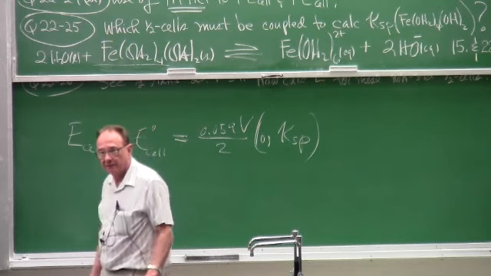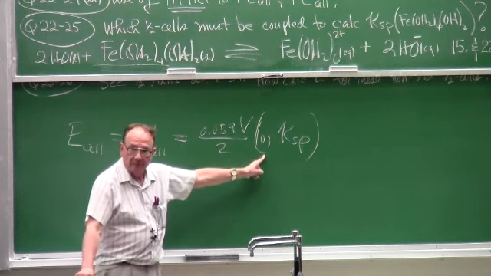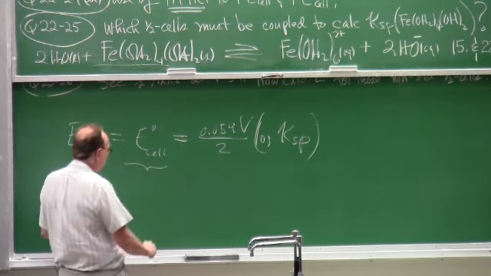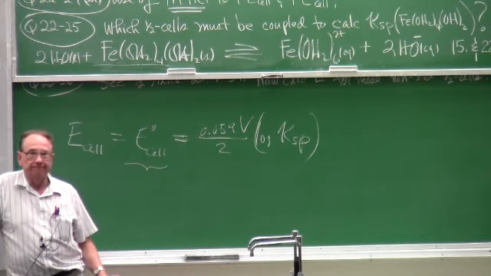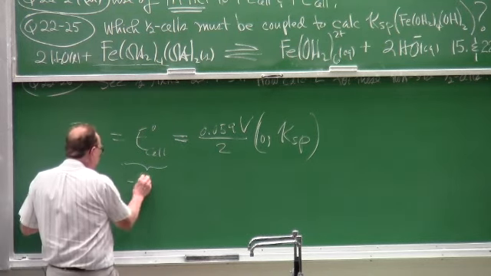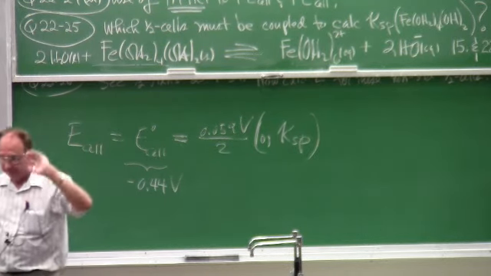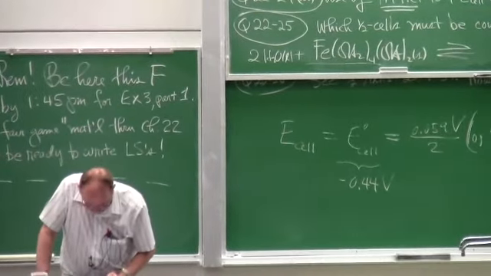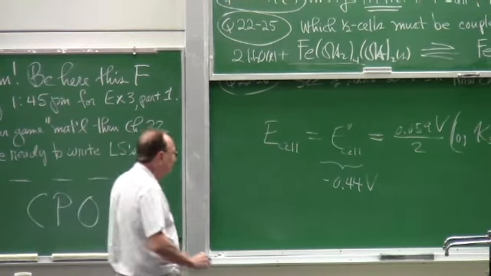Now, one more puzzle part. We want to calculate KSP. Here's what we want to calculate. What's E0? You're looking at it. Negative 0.44. Any seconds for that? I didn't write it down. You second? Third? Fourth? Good. We'll take that.